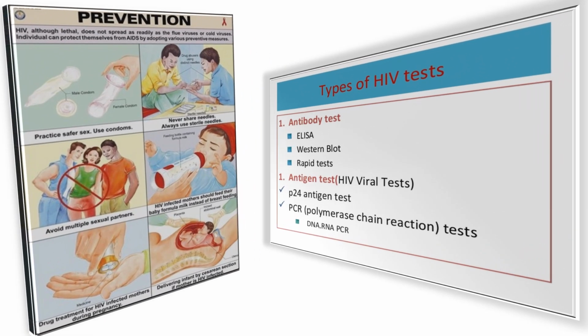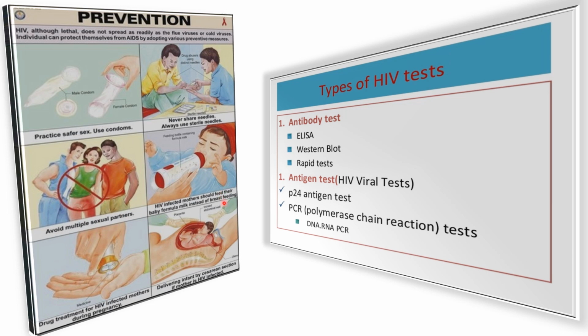Then the next question we need to answer: how to prevent HIV infection? Here the picturization of the prevention is given. So follow and listen carefully. First one, practice safer sex. During sexual intercourse, both the male and female person must use condoms, and never share needles which are used by an infected person or any persons. It is always better to use sterile needles. Another one is you must avoid multiple sexual partners, I mean having sexual contact with many persons rather than one.